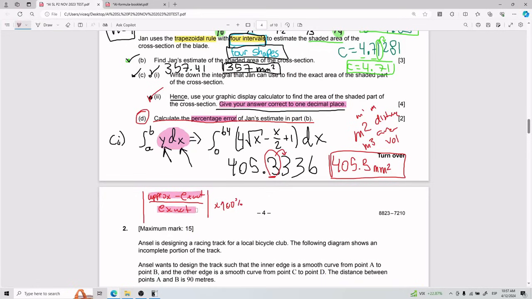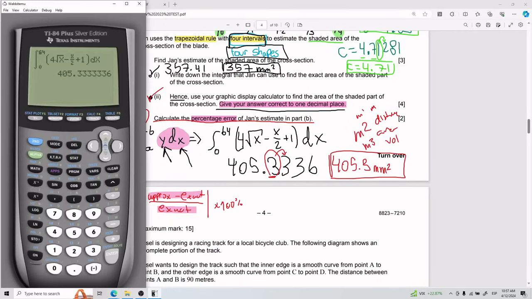Now again, it's important to understand which one is your approximate, which one is your exact. As I mentioned, the integral gets the exact value, and the trapezoidal rule is the approximate. And so here, the approximate, which we got earlier, is this one here, the 357, right? And you can subtract the exact one and divide by the exact one.